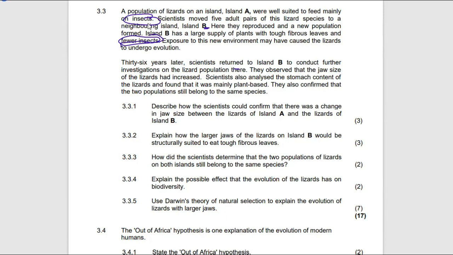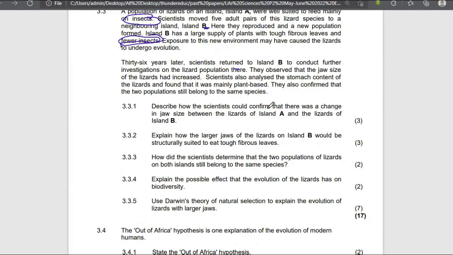Describe how scientists could confirm that there was a change in the jaw size between the lizards of island A and the lizards of island B. So the question might not come like this, explaining this, but it can come in a different version. So we shall go and then see exactly where we need to have the answers from.